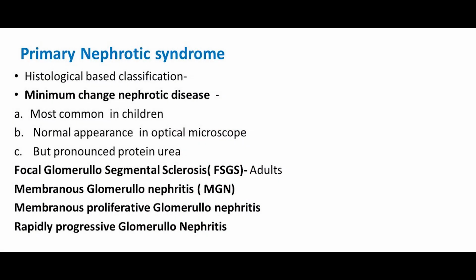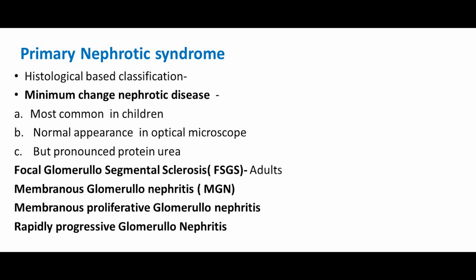This is most common in children, and the specialty is that on the optical microscope there is not much change in the histological appearance, or only very minimal change. Therefore, this disease is also called minimal change nephrotic syndrome. But there will be massive proteinuria anyhow. This is most common in children, and we are planning Ayurvedic treatment basically for this particular problem.